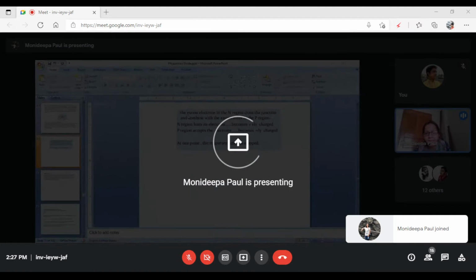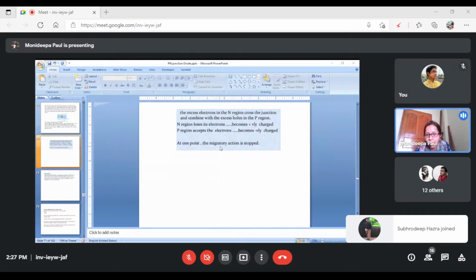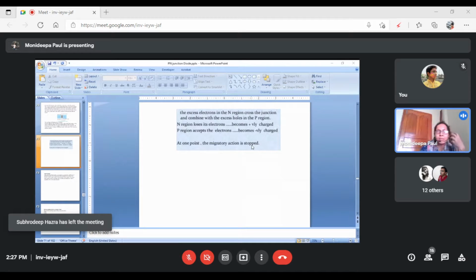Here you see the excess electrons in the N region cross the junction and combine with the excess holes in the P region. The N region loses its electrons and becomes positively charged. The P region accepts the electrons and becomes negatively charged. At one point, the migratory action is stopped. That means the semiconducting material reaches its equilibrium state.